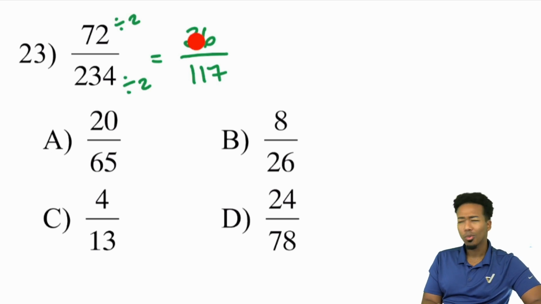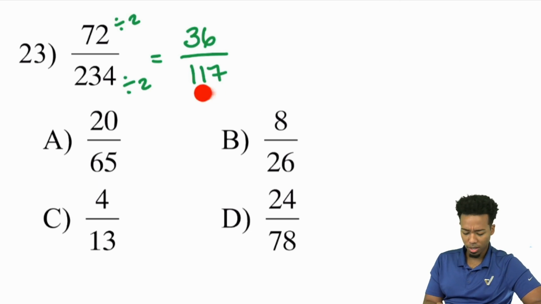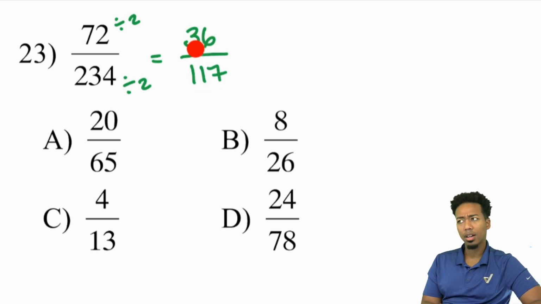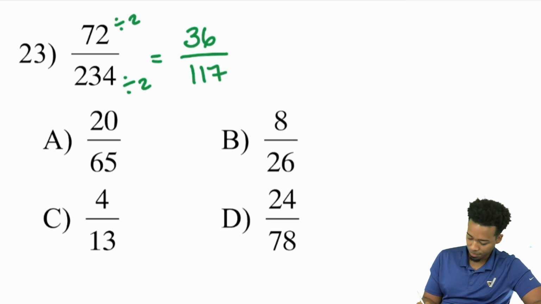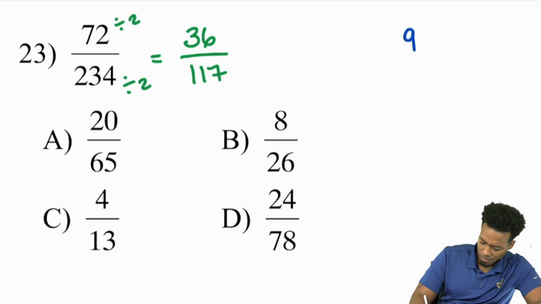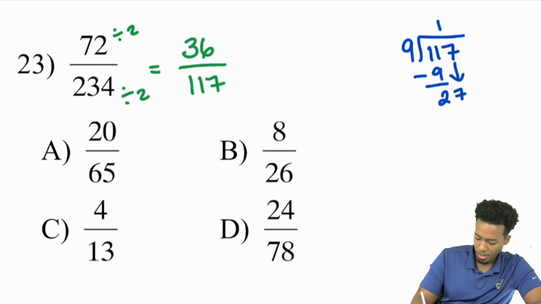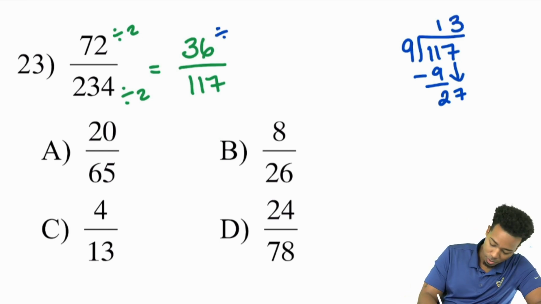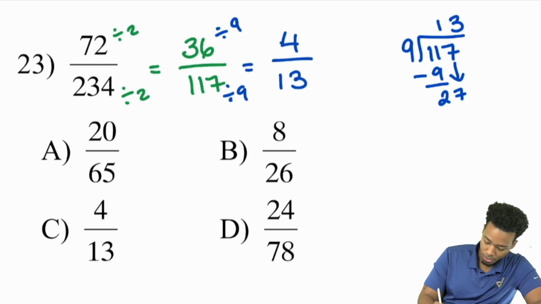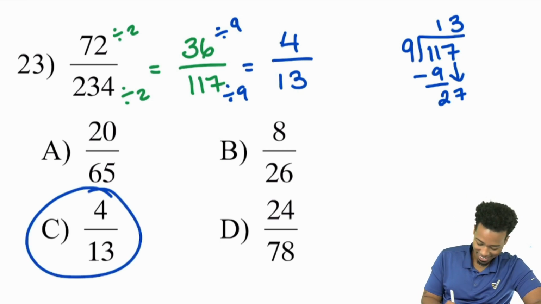what's 36? Well, 36 is 9 times 4. Well, I know 4 can't go in there because that's even, so no. But 9, can 9 go into 117? Can it? Let's find out. And if you need to do long division really quick, do it. 9 going into 117, let's see. 9 goes into 11 one time. Then bring down the 7. 9 goes into 27 3 times. Oh, that's 13. So when we simplify this, when we divide both the top and the bottom by 9, we have 4 over 13. And there's the answer right here.